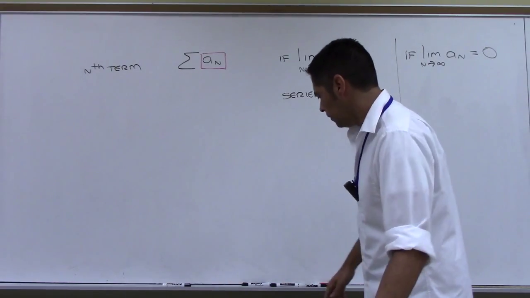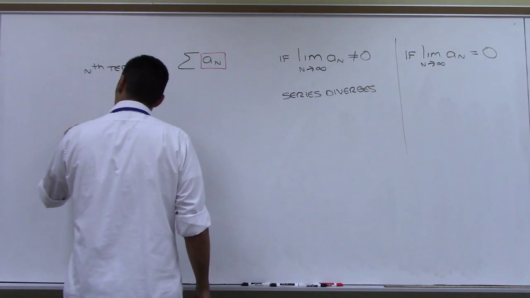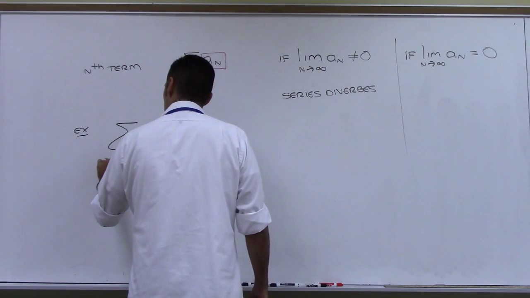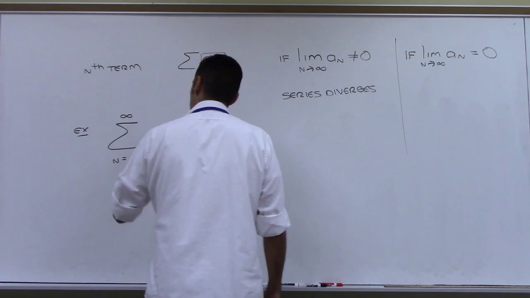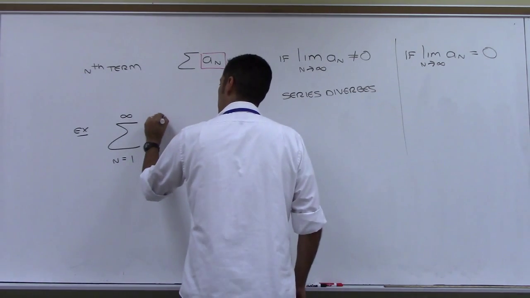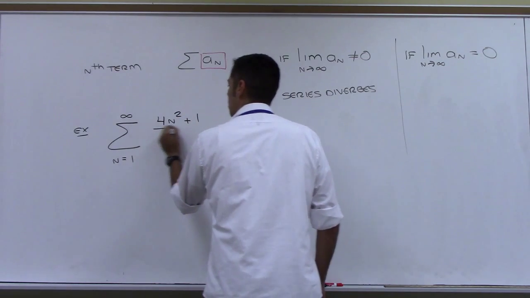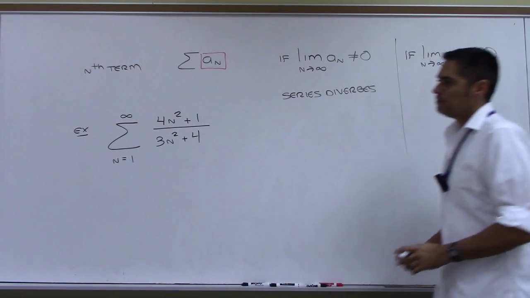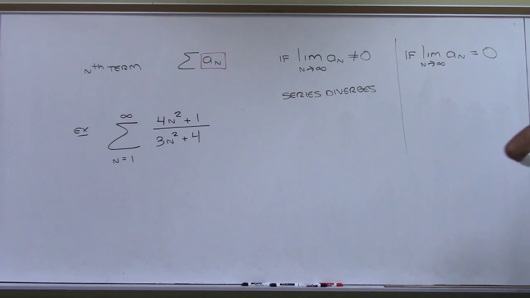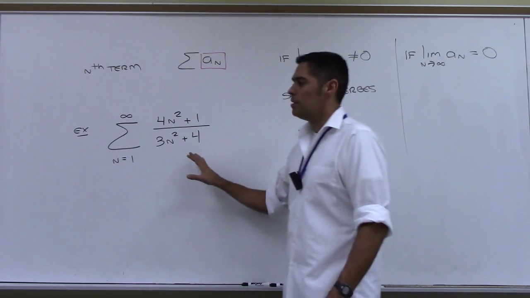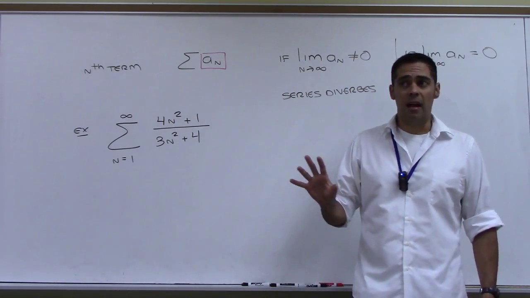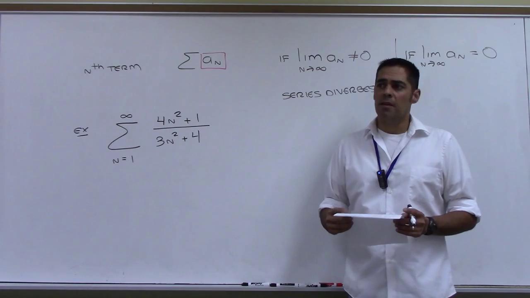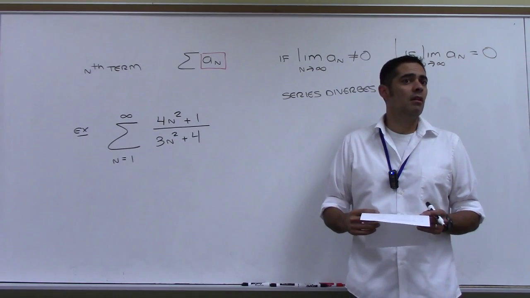How about, find whether or not this converges or diverges. Sum n equals 1 to infinity of (4n squared plus 1) over (3n squared plus 4). So is this anything that we talked about last class? Because we did talk about 2 types of series last class. Do you all remember what they were? Geometric and harmonic, right? Those were the 2.